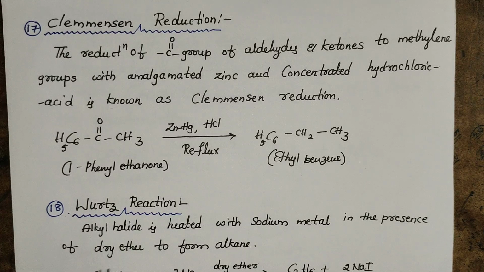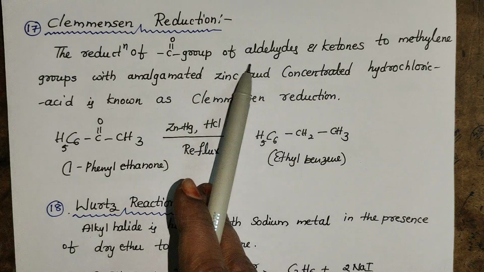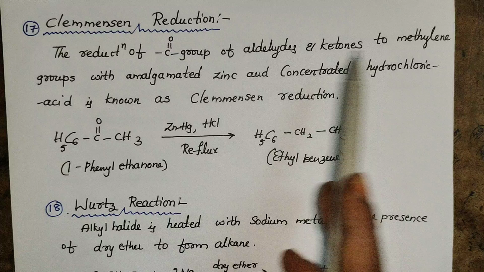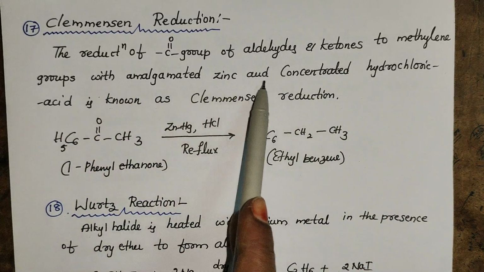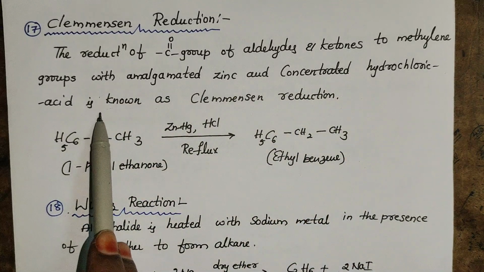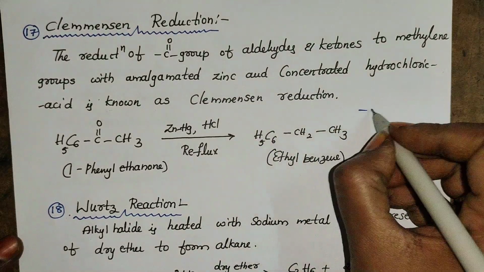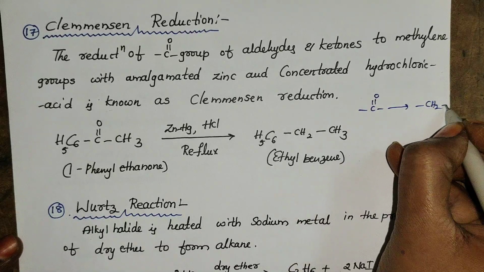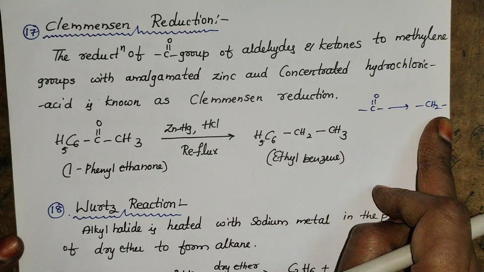Next one is the Clemmensen reduction. The reduction of the carbonyl group of aldehydes or ketones to an active methylene group, with amalgamated zinc and concentrated hydrochloric acid, is known as Clemmensen reduction. Simple, remember this trick. Carbonyl is converting to a CH2 group. In Wolff-Kishner also the same, carbonyl is converting to a CH2 group.